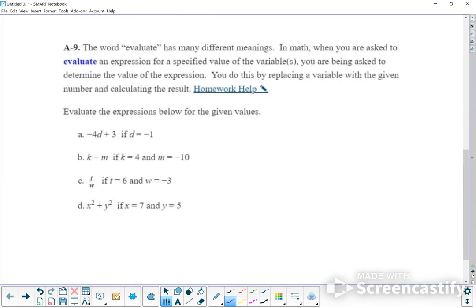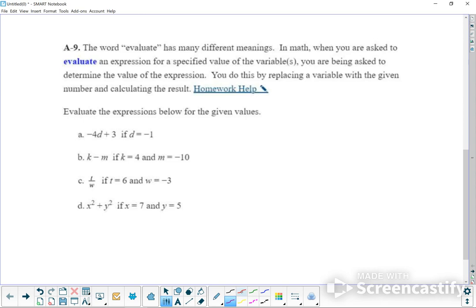The word evaluate has many different meanings. In math, when you are asked to evaluate an expression for a specified value of the variable, you are being asked to determine the value of the expression. You do this by replacing a variable with a given number and calculating the results. Evaluate the expression given the given values.